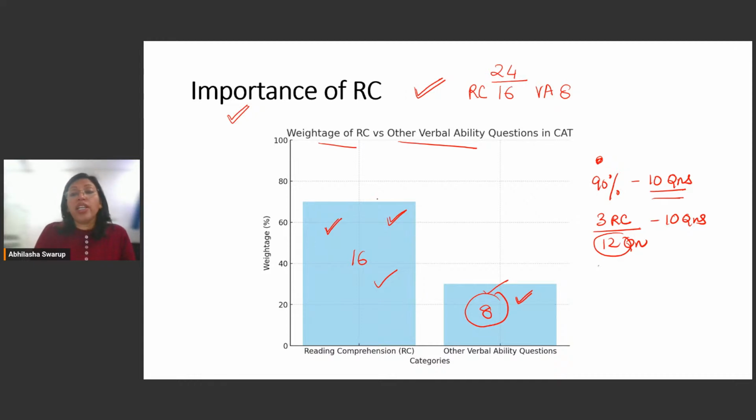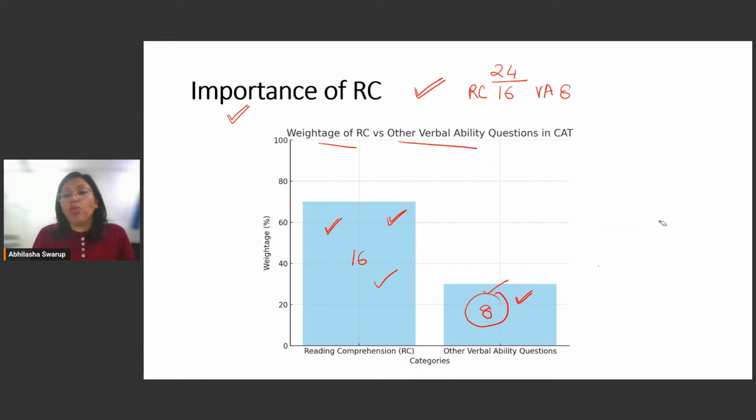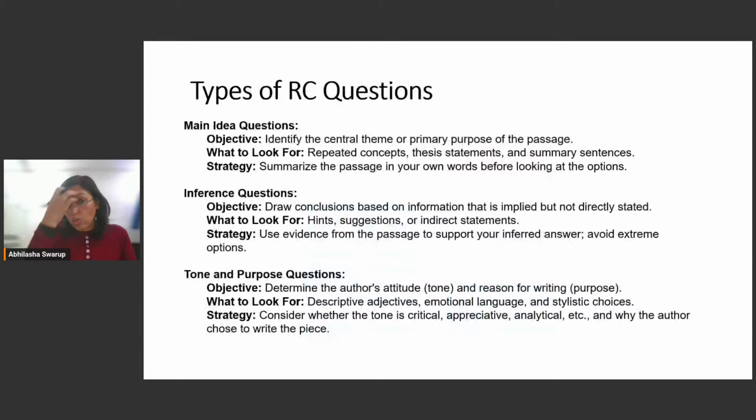What is reading comprehension? Of course, we understand it's all about reading, right? If it is all about reading, then what is the number one thing we need to do to improve on this? Of course, we need to read. The more we read, the better we will get at this. So all of you have to start reading. Now, I will talk to you about the types of reading comprehension questions also.